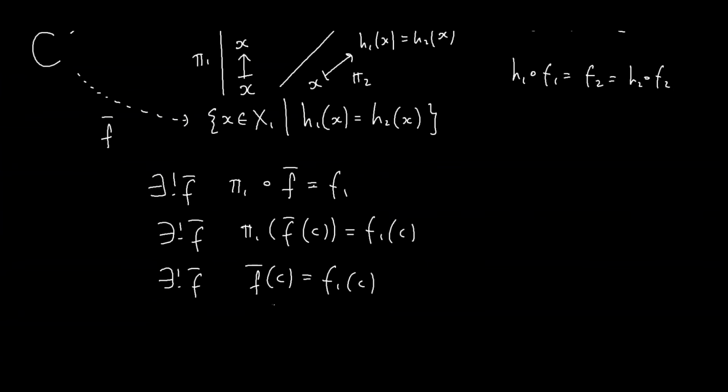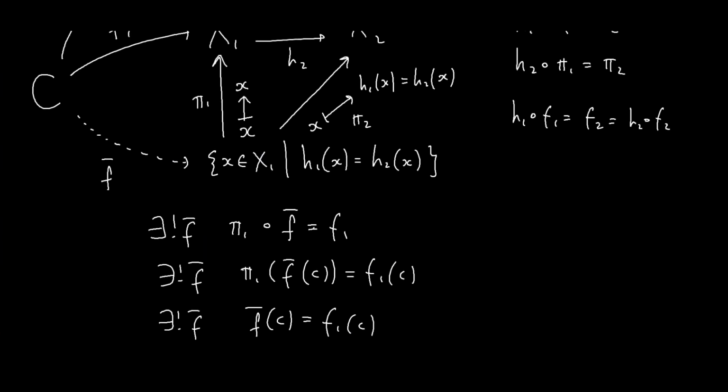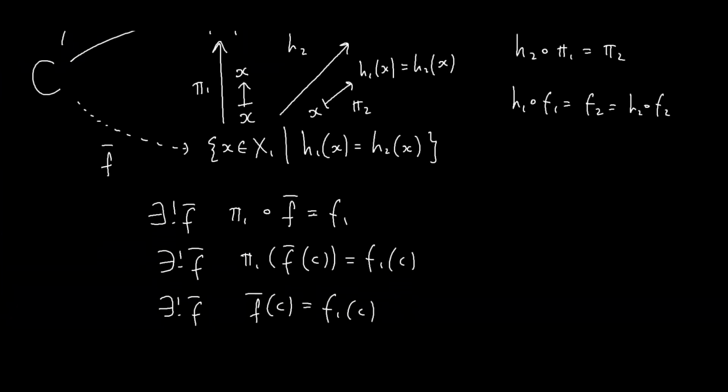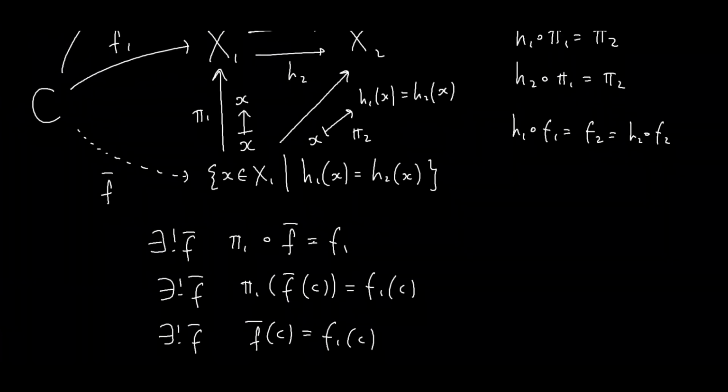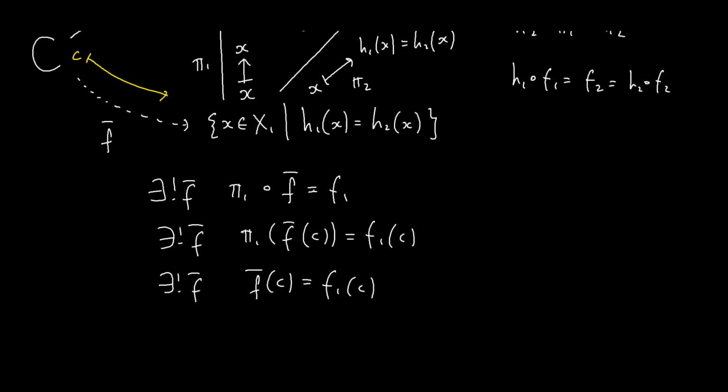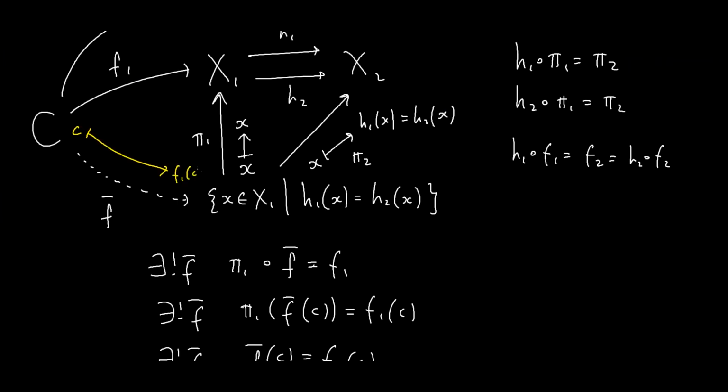And of course, such f bar will be unique because it must take all the C's into exactly wherever f1 takes them, right? So there's no problem with uniqueness. It will definitely be unique when it exists, but the question is, does it exist? If I begin with an element C here, will I be able to map that element? According to this, I have to map it to f1 of C.